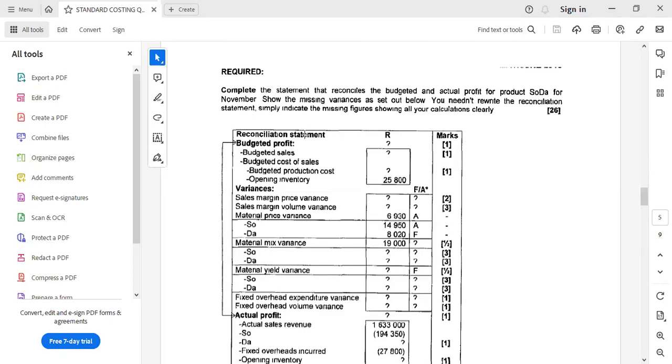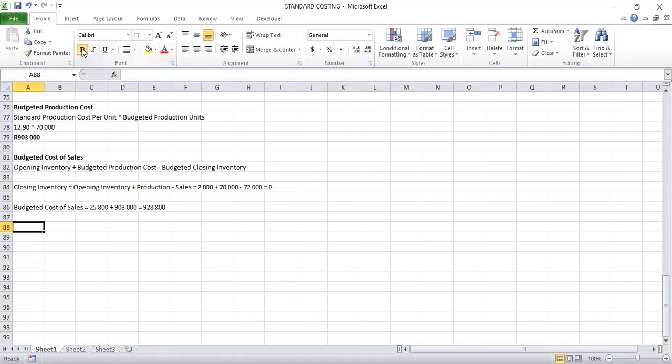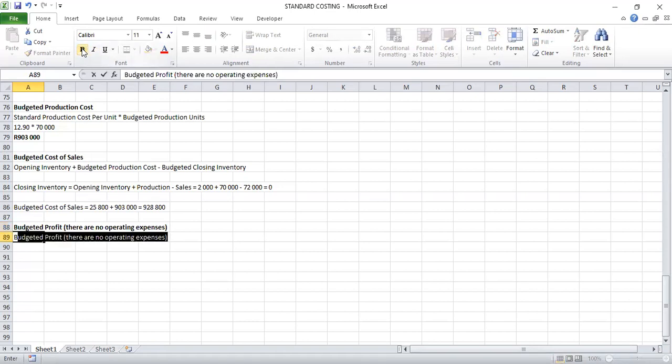All right. Then the budgeted profit. In this question, we don't have selling and distribution costs. So your budgeted profit will simply be your budgeted sales minus budgeted cost of sales. So it will just be equal to the gross profit. Let me just mention that there are no operating expenses. Normally it would be the sales minus cost of sales, then minus operating expenses. So we'll take our budgeted sales minus budgeted cost of sales.